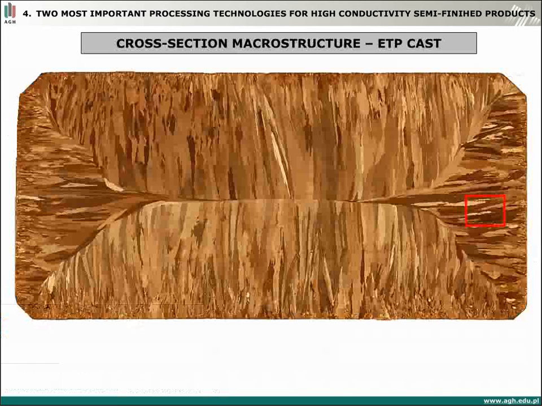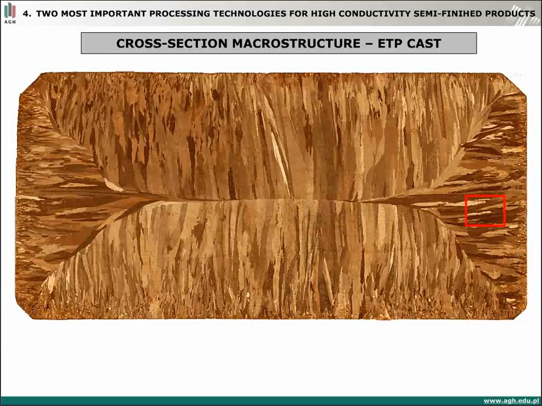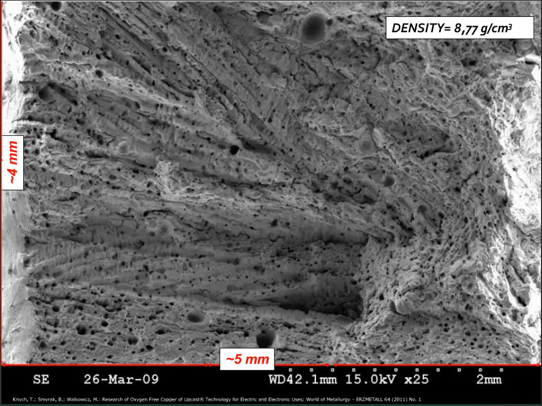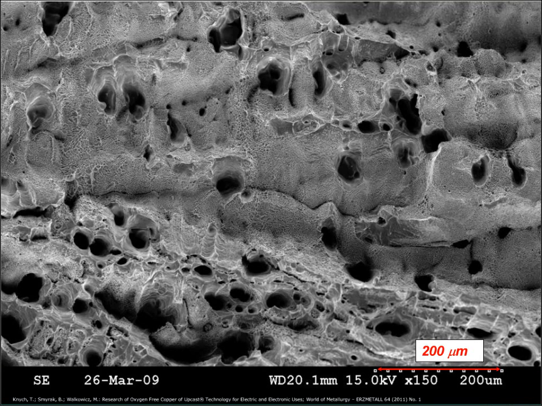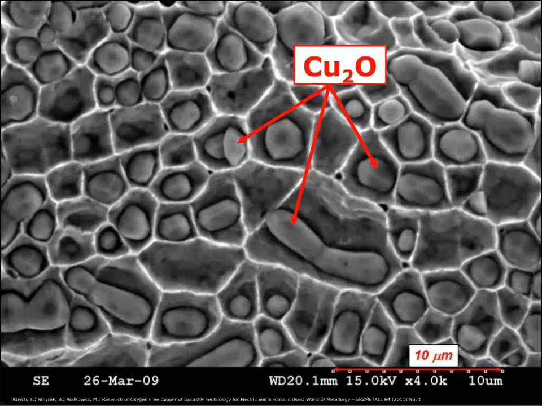On the following pictures, you can see the microstructure of the bar and wire rod in increasing magnification. Please note that the grain structure of the bar is very similar to the oxygen-free copper wire rod from continuous casting technology. But when we look closer, we can see the oxygen in this type of copper, which creates copper oxides.